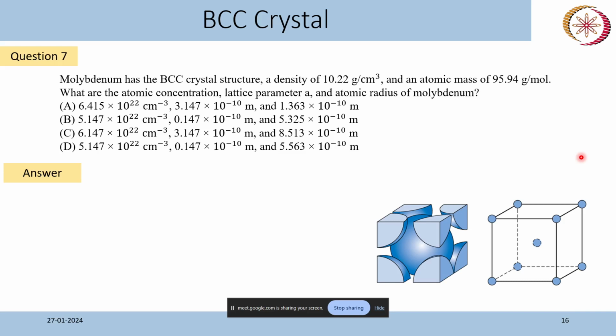I have already said that we should start from the lattice parameter, right? So first, what will be the number of atoms in one unit cell for a BCC crystal? There are 8 corner atoms, so the total contribution will be 1, and then there is one body centered atom, so the number of atoms will be 2.